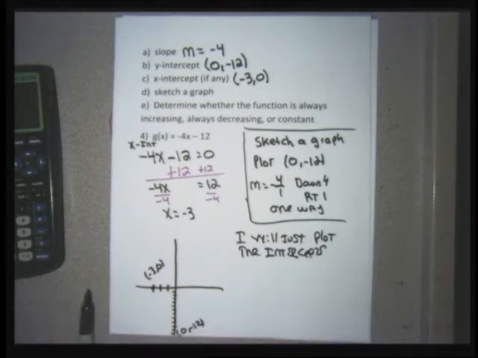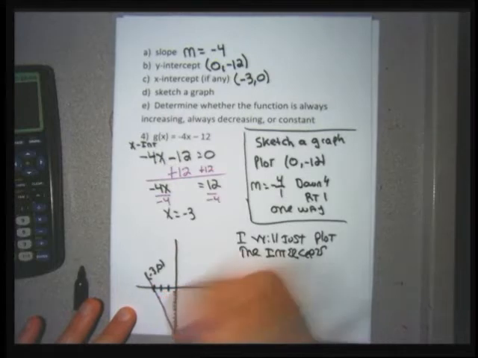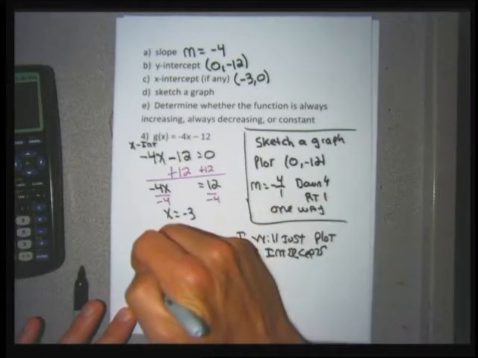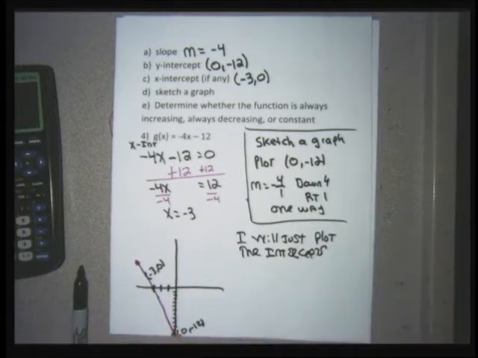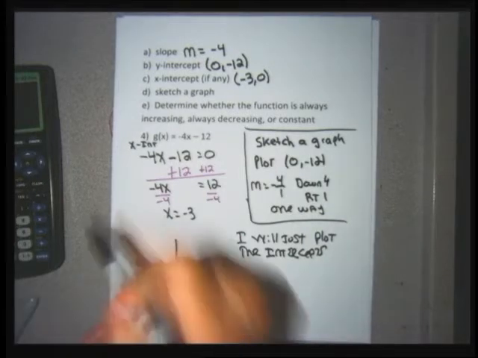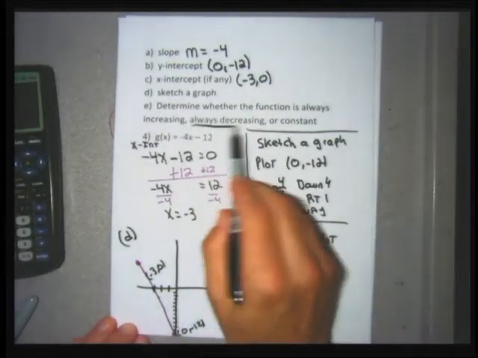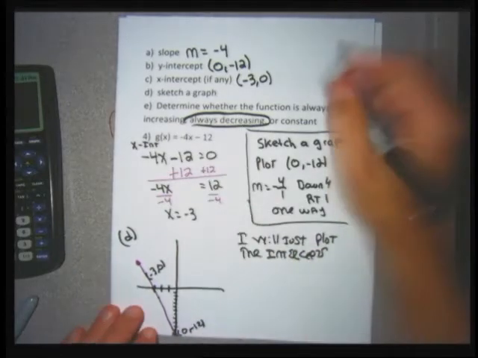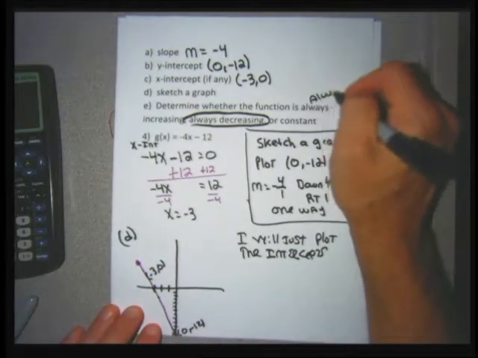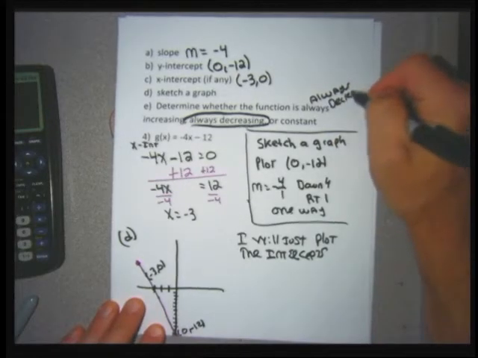I'm going to connect the points. Can't really go much past the 0, negative 12, even though the graph does go past that point. And sneak an arrow down there to make sure we know that it goes on. And so this is part D. That's an adequate graph. Doesn't need to be any more accurate than that. And for the graph of this function, because as I'm moving from left to right, it's always getting lower, we say that this is always decreasing.